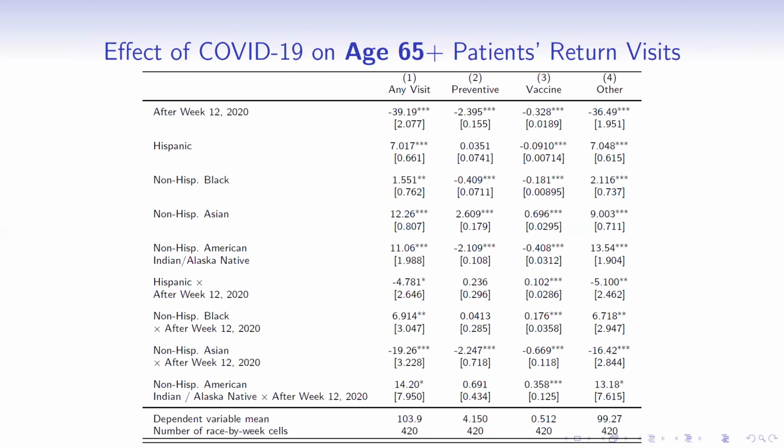Okay, and then here's the age 65 plus group, which, as I noted before, has a much higher baseline rate of visits. What's interesting here are the pre-pandemic disparities. The coefficients on the main effects of the race and ethnicity dummies suggest that individuals from minority backgrounds actually have higher rates of visits, potentially due to higher rates of various chronic conditions, for example. And some of these disparities go in the other direction following the pandemic. For example, the fall for Hispanic patients following the pandemic is larger relative to non-Hispanic white.